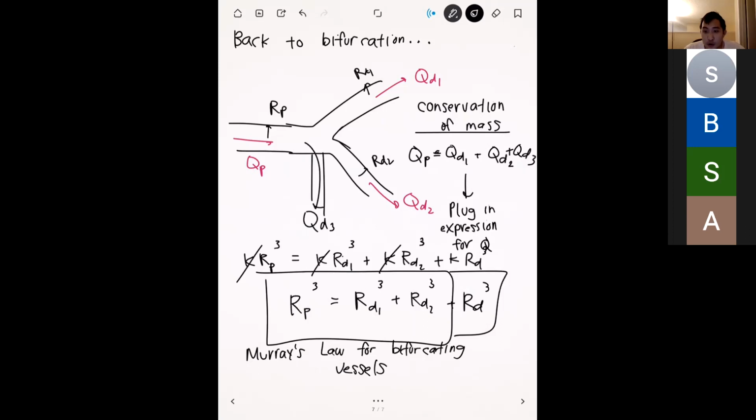All right, question: can there be more than one RP? Typically there's only one RP, because when a blood vessel splits, that's when we talk about them bifurcating. Usually when things split, they don't rejoin later on. So we usually just examine one parent vessel at a time, and so there's usually only one RP here. Yeah, so usually we only consider one input.